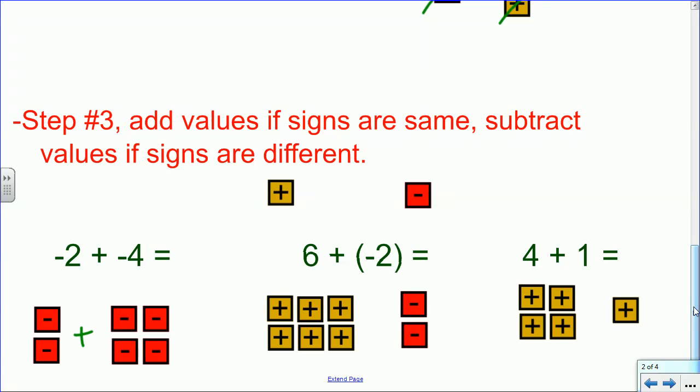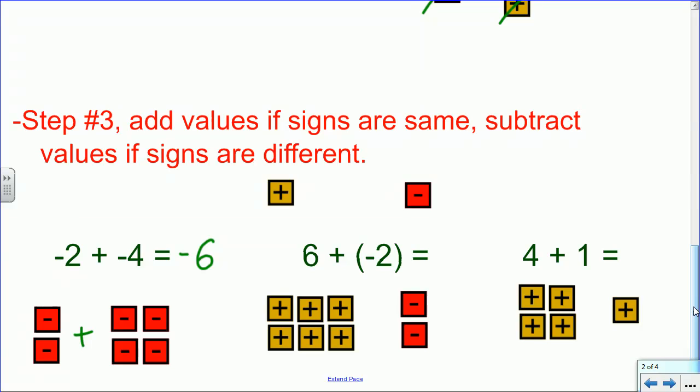Well, if you have negative 2 and negative 4 more, those signs are the same, and so the bigger one is negative, because they're both negative. And we just have negatives plus negatives. We just have a lot of negatives, so we need to add those values together. So we'll have negative 6 in total. You can see that.